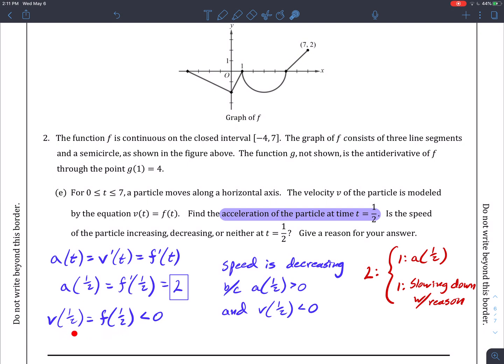V of 1/2, which is of course the same as the velocity, which is of course the same as the function at 1/2. The function value at 1/2 appears to be -1. We don't know if it's exactly -1 or not, but we do know it's negative because it's below the x-axis. So f of 1/2 is a negative number. So the acceleration here is positive, while the velocity is negative.